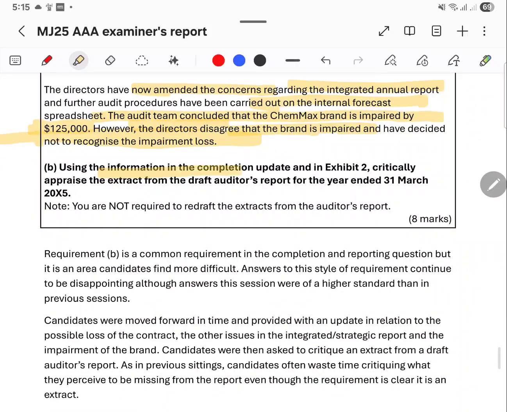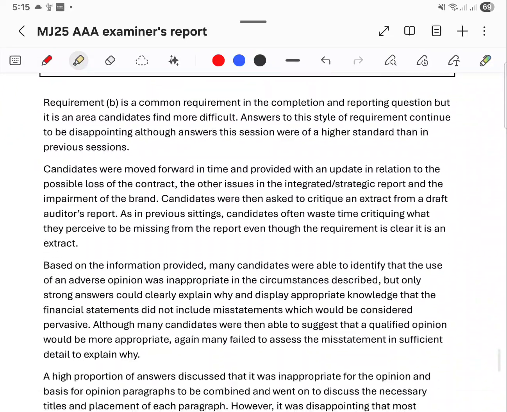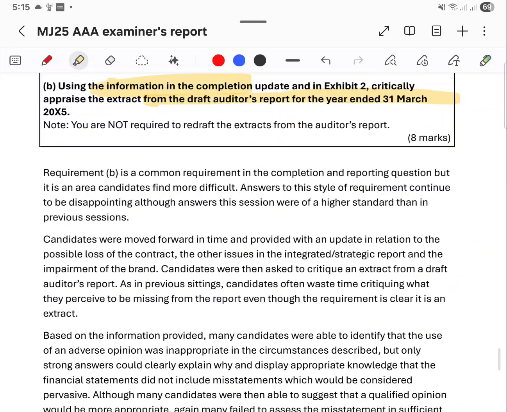Using the information in the completion update, Exhibit 2, critically appraise the extract from the draft auditor's report for the year ended 31st March. Requirement B is a common requirement in the completion and reporting question, but it is an area candidates find more difficult. Answers to this style of requirement continue to be disappointing, although answers this session were of a higher standard than in previous sessions. So it is disappointing but also appreciating.